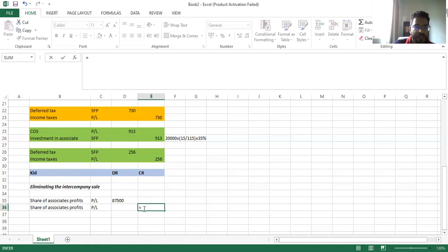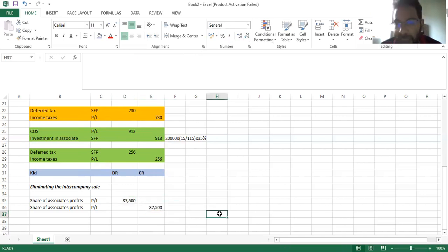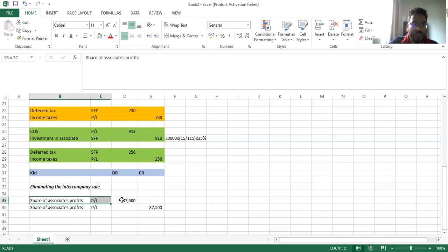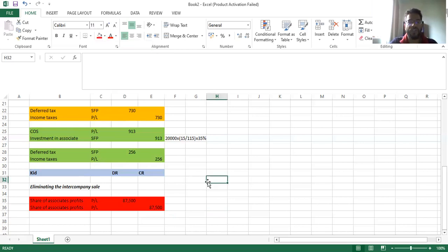We have done that. But there's no point, because you're increasing share of associate's profits and decreasing share of associate's profits. So we don't do the first journal entry. This is only applicable if the associate is selling to the parent. If the parent is selling to the associate, we deal with it how we dealt with it on top. So we don't do this journal entry. There's one highlighted in red that we don't do. I'm just showing you why we don't do it, because it does not make sense.